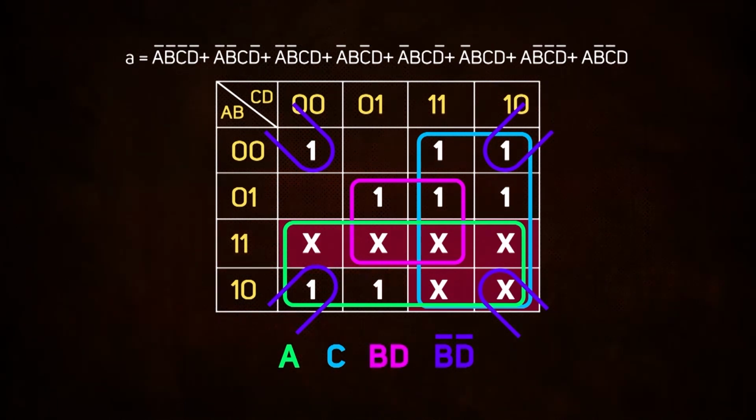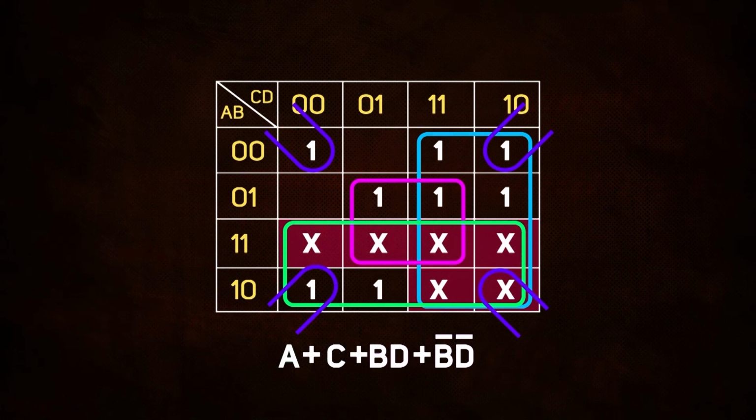Here we see the great advantage of considering don't cares, and finally we get A plus C plus BD plus B complement D complement. This is the reduced expression to design the logic circuit for the segment A. In the same manner, we can obtain the logic expression for all the segments of a 7-segment display.